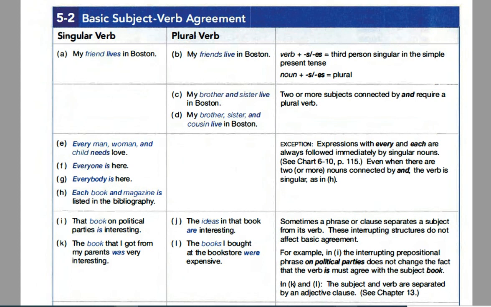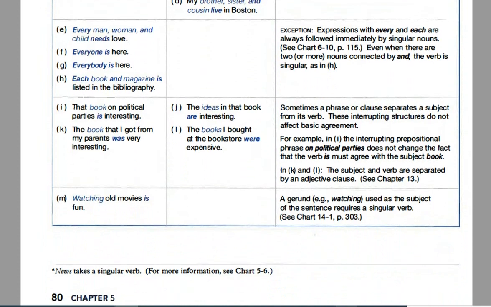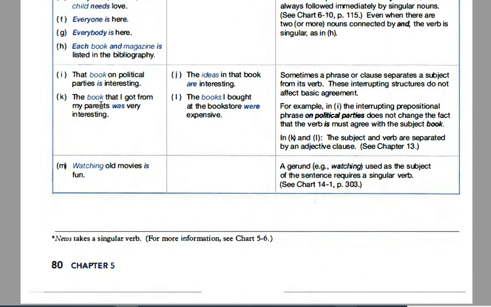Next, the book on political parties is interesting. The book that I got from my parents was very interesting. So you have to understand that here is got and here is was. Got is a past verb, and here also we have to make it subject-verb agreement. The books I bought at the bookstore were. Books and were. Even if we cannot find it closer, we have to pay attention to the whole sentence.